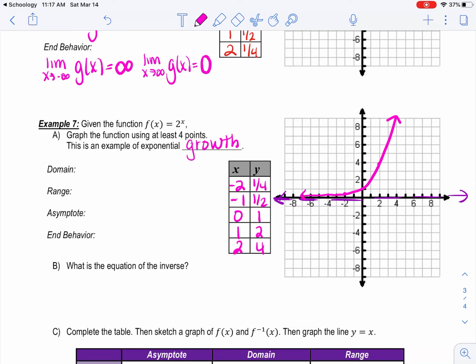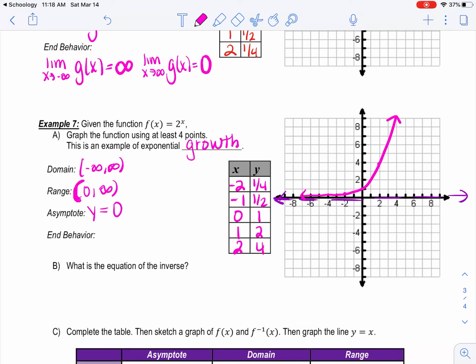All right, so domain, once again, arrow to an arrow. Go ahead and fill this part out yourself. Pause the video again, make sure you're able to get it. All right, so if you did that, you should have -infinity to infinity. Our range, 0 to infinity. Our asymptote, y equals 0.